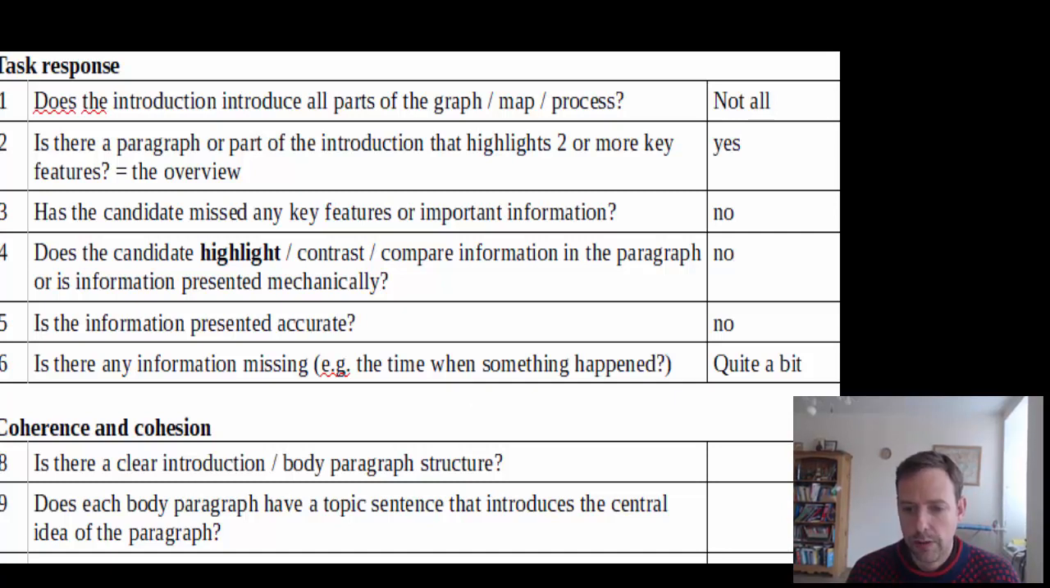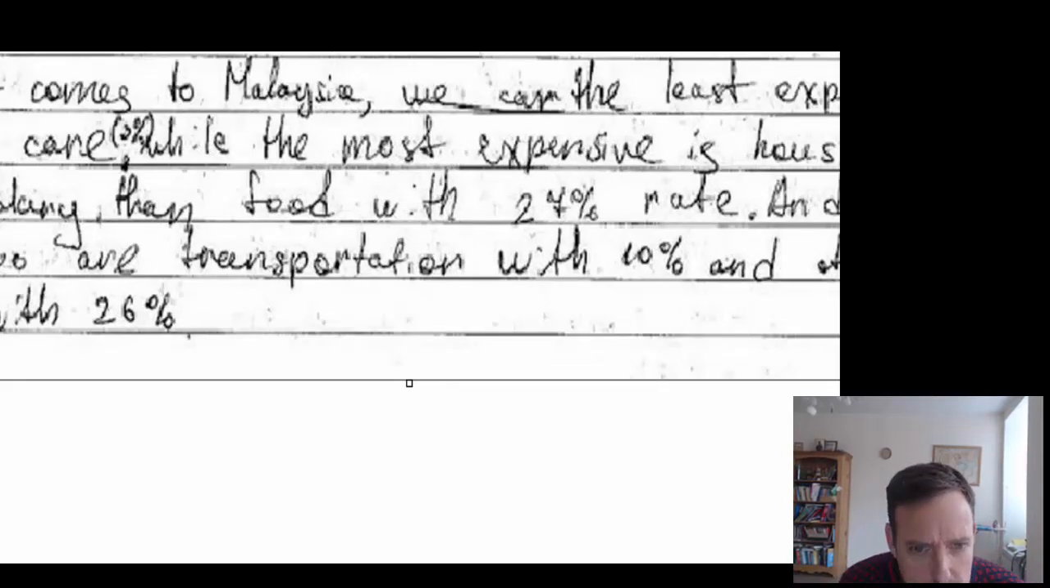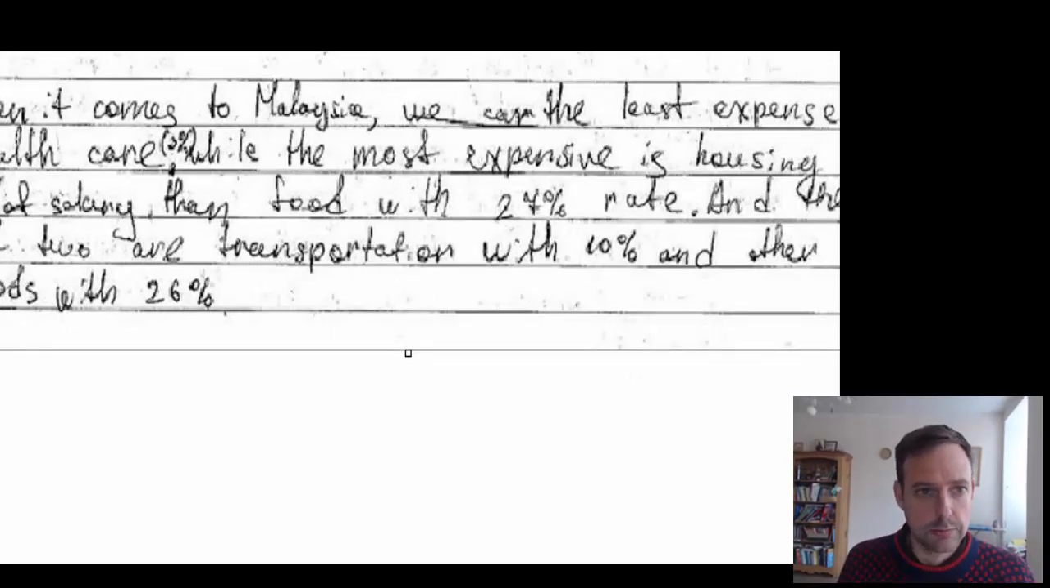Let's have a look at the second body paragraph. Okay, so we're looking at the second body paragraph here. When it comes to Malaysia, the least expense is healthcare. In brackets, that's a very good idea. You can use brackets. It's not clear, maybe because it's quite small. I think it says 2. Don't forget, the examiner has to pretend that they haven't seen the graph. And unfortunately, I can't remember. So that's a question mark. I'm not 100% sure what's written there.